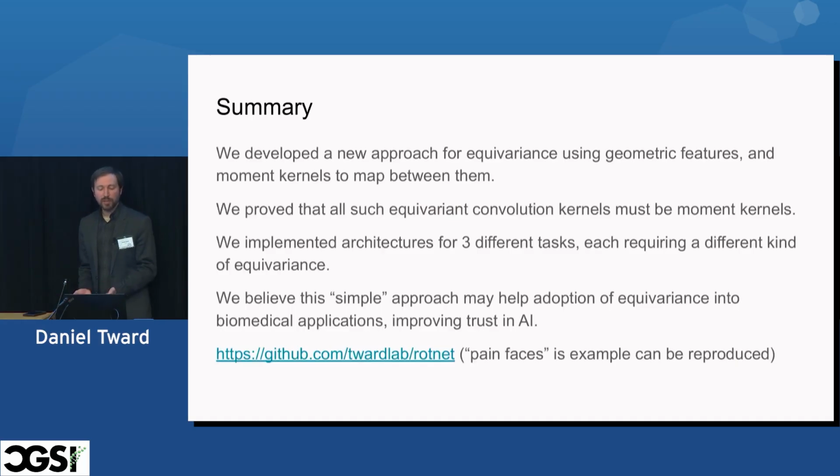So, in summary, we developed a new approach for equivariance using geometric features and moment kernels as maps between them. We proved that all such equivariant convolution kernels must be moment kernels. We implemented architectures for 3 different tasks in bioimage analysis, and all of them naturally require a different kind of equivariance, which we can bake into our neural networks instead of having to learn from lots and lots of data, which in biomedicine we typically don't have access to. Now, I believe that this simple, in quotation marks, I don't know if you agree with me or not, this simple approach may help the adoption of equivariance into biomedical applications and improve trust in AI.